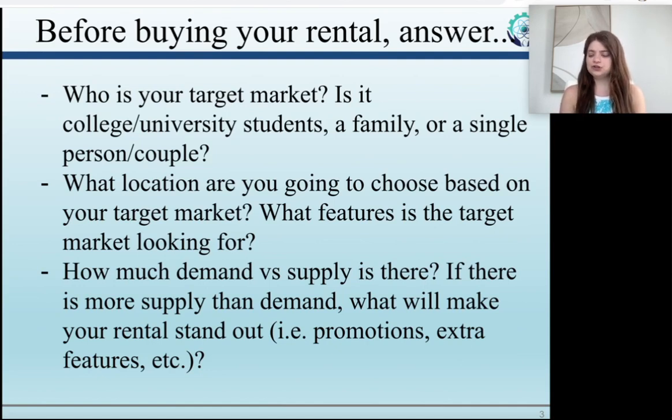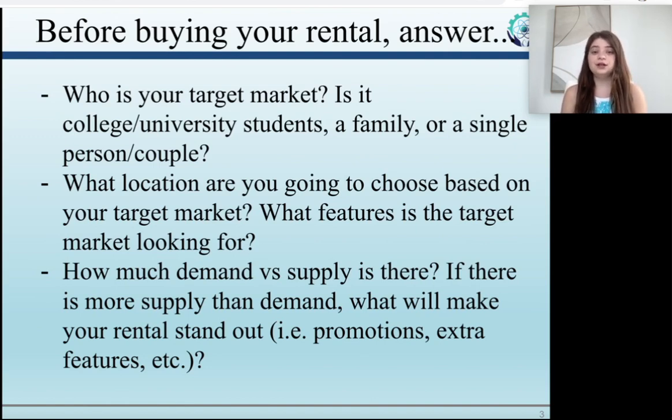Okay, so who is your target market? Is it university or college students? Is it a family? Is it a single person or couple? Who is that target market? Now, based on your target market, what location are you going to choose? What features is your target market looking for?